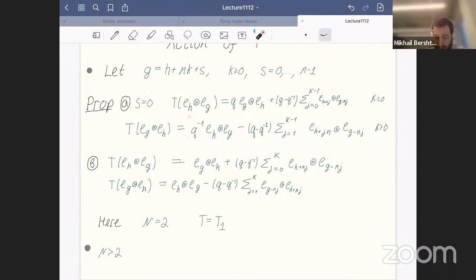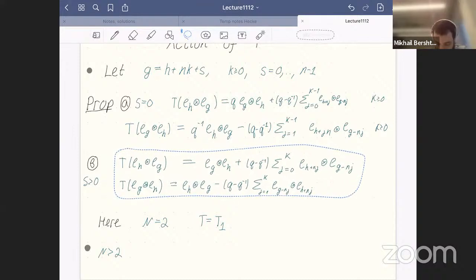So we act on some basic elements, EH times EG, where I assume that G is greater or equal than H, and I write that G is H plus NK plus S, where N is the Coxeter number of SLN, because we have SLN. S is a residue, so some number from 0 to n minus 1, and K is a quotient. In this formula we have two cases: S equal to 0 and S greater than 0. And all formulas look the same.